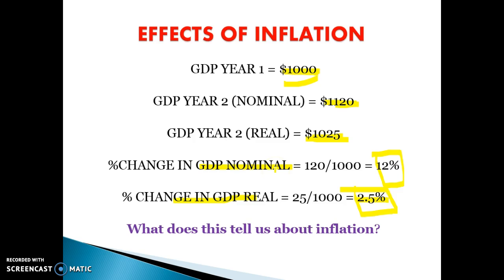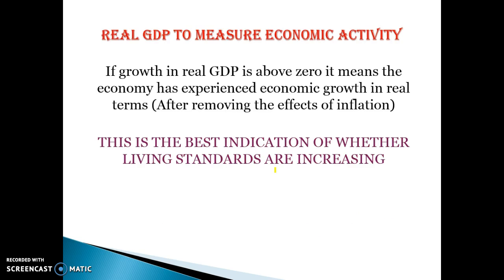In Australia, nominal GDP growth is around 3.7% I think at the moment, and real GDP growth is about 2.5%. And the difference is basically the level of inflation. If growth in real GDP is above 0, it means the economy has experienced economic growth in real terms. After we remove inflation, the economy is producing more than it did last year. The value of what we're producing is more than what it was last year using constant prices.